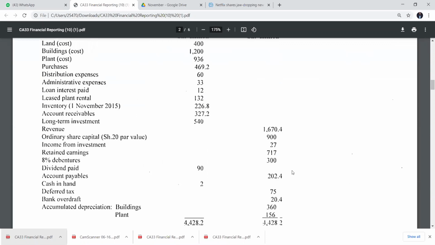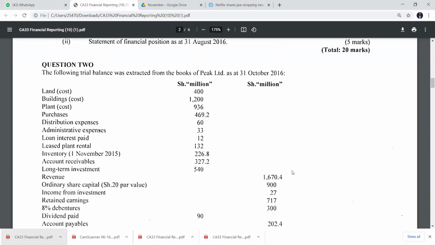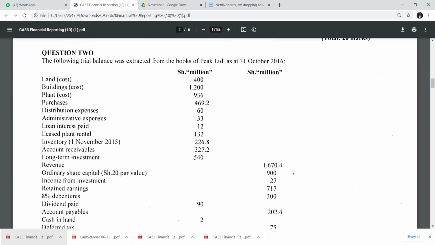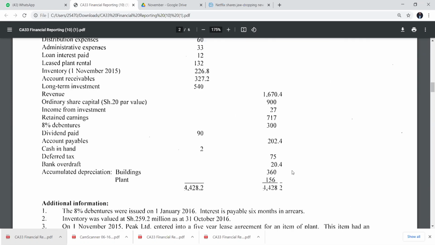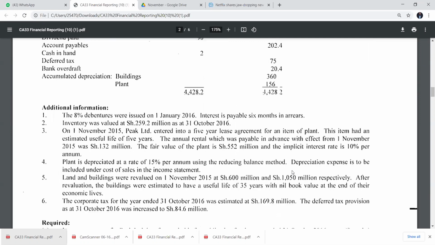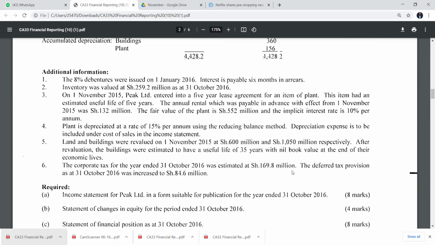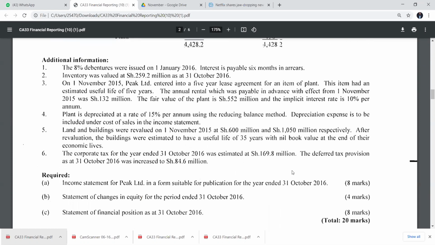So the question reads, the following trial balance was extracted from the books of PIC Limited as at 31st October 2016. You can see we have land, building, plant, and so on. Additional information number 1, they say the 8% debentures were issued on 1st January 2016. Interest is payable 6 months in arrears.